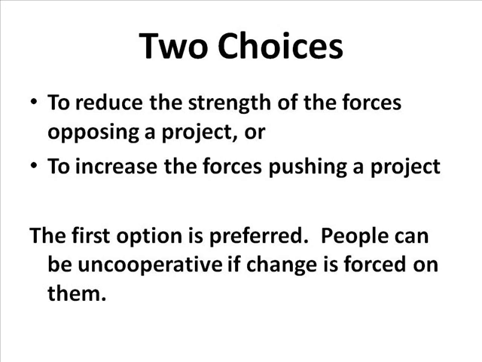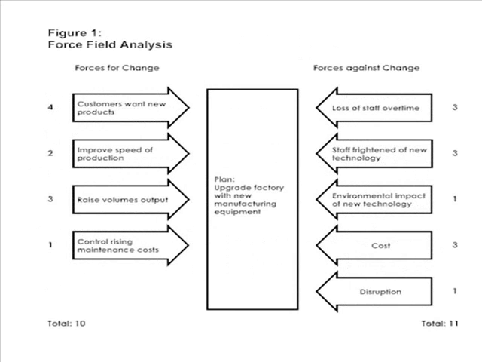As Lewin indicated, often the most elegant solution is the first, because just trying to force change through may cause its own problems. People can be uncooperative if change is forced on them. Going back to the example in Figure 1, if you had to implement a project to install new machinery, the force field analysis might suggest a number of changes to the initial plan.